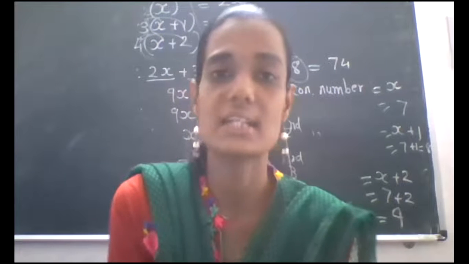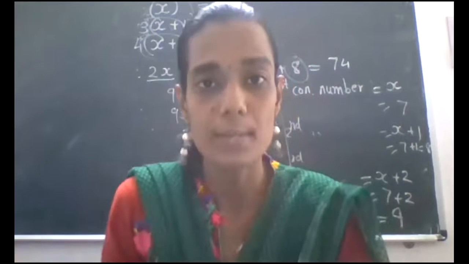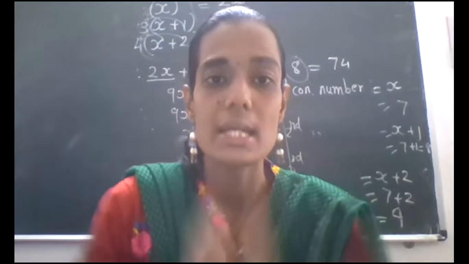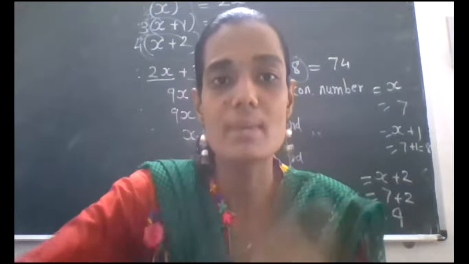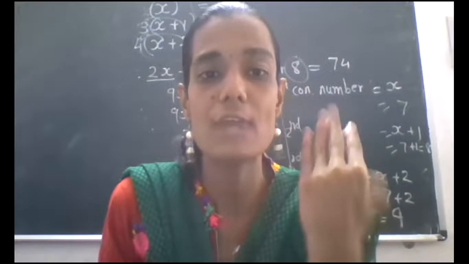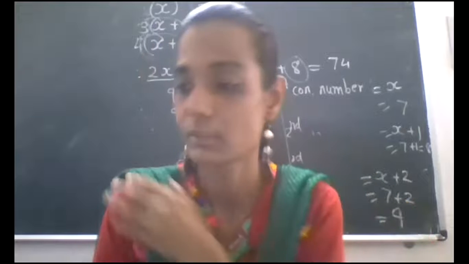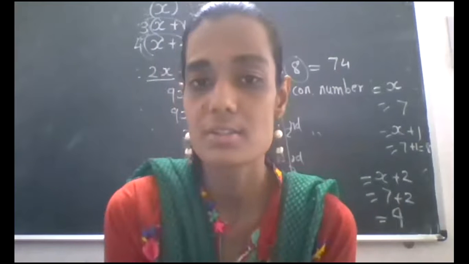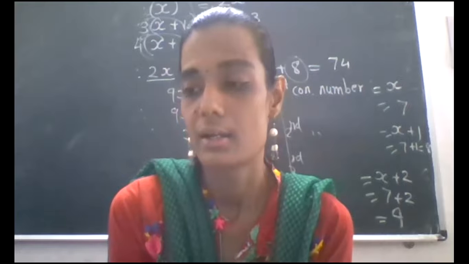4 years later, meaning after 4 years, what will you do? You add. Just now, if my age is 20 years, after 4 years what will be my age? 24, right? So we have to add 4 to their ages. So 5x plus 4.